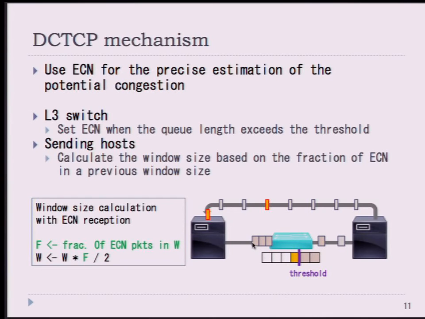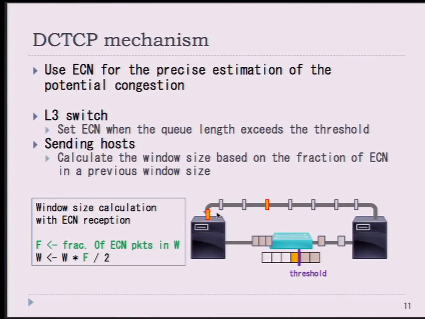So what they do is shown in this picture. The switch configuration is the same as traditional ECN, I mean. The switch has a threshold, and if the queue length of the switch exceeds the threshold, it starts to mark ECN.